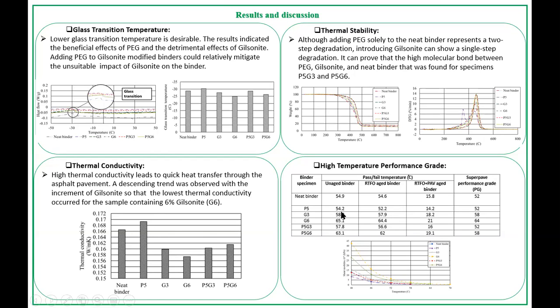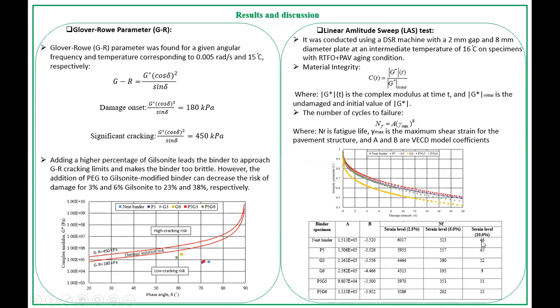You can see the results, and they are the true performance grade, and this is the super performance grade. Also, we found the Glover-Rowe parameter for the samples. As you can see, they are all in the low cracking risk region, which is good.